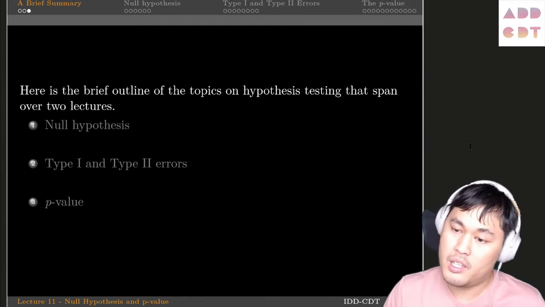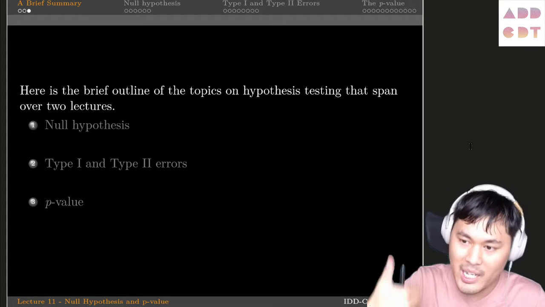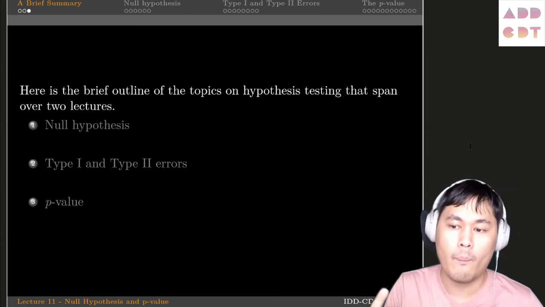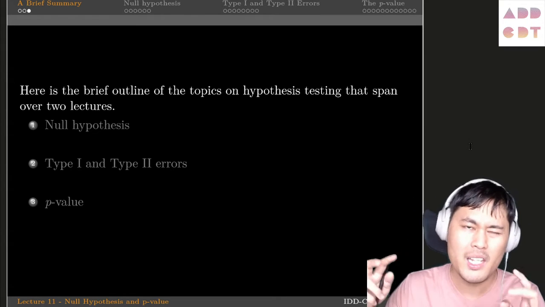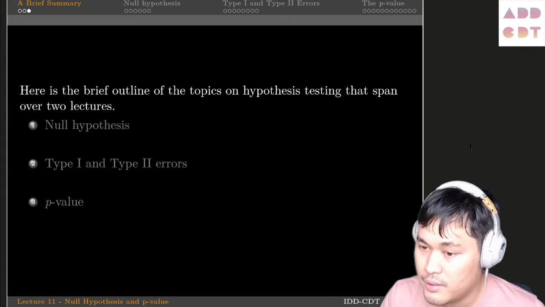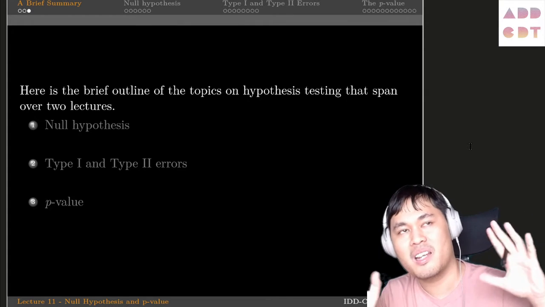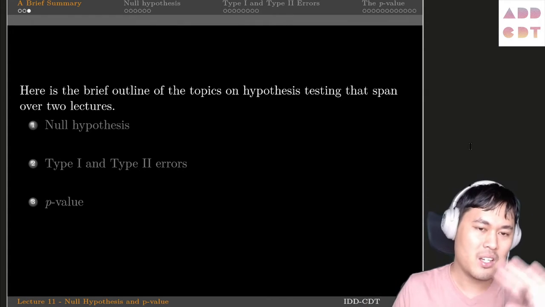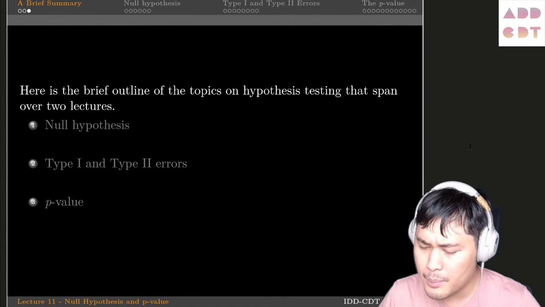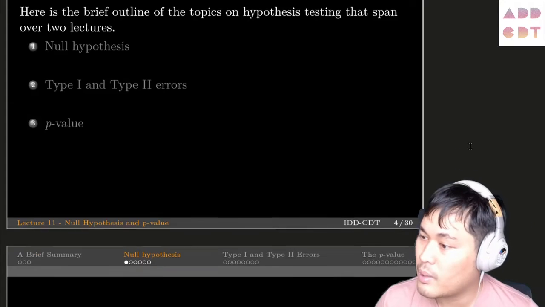So here's a brief outline. We are going to have 3 topics. First, the null hypothesis, of course. Then we are going to talk about type 1 and type 2 errors, and how we can avoid, or at least minimize, those errors. And lastly, what is the concept of the p-value? The actual math is going to be in the next week, but let's discuss some concepts of why we have to perform all these steps.